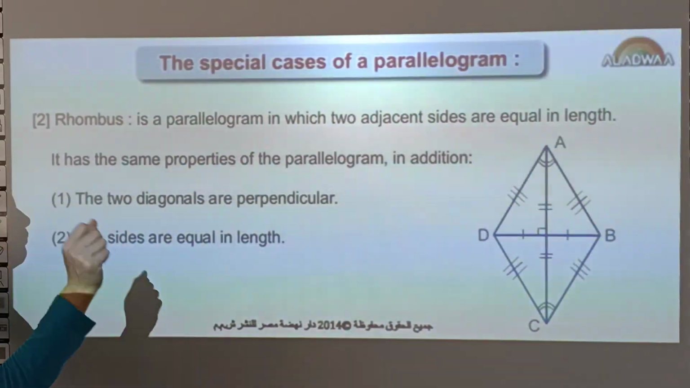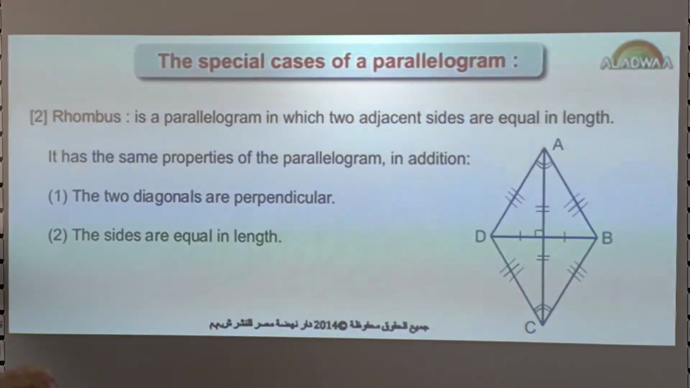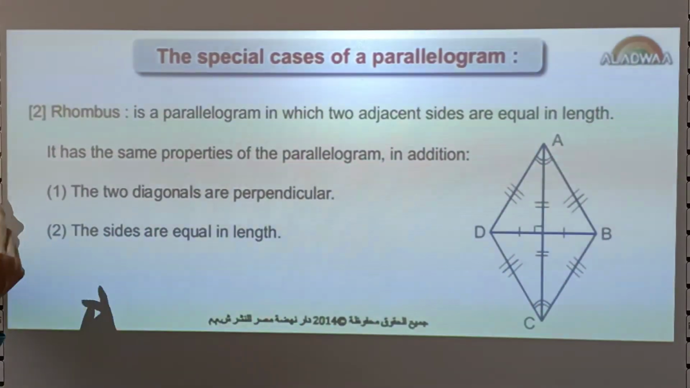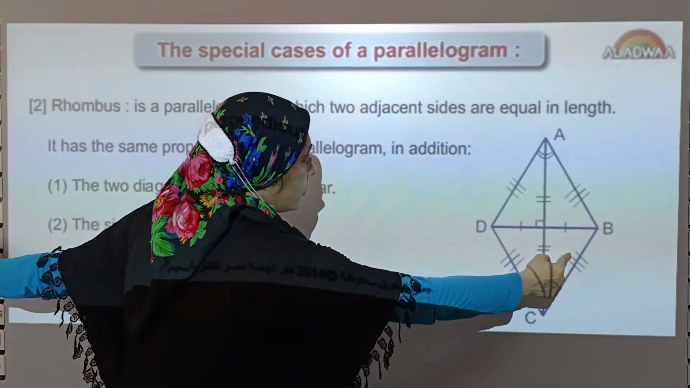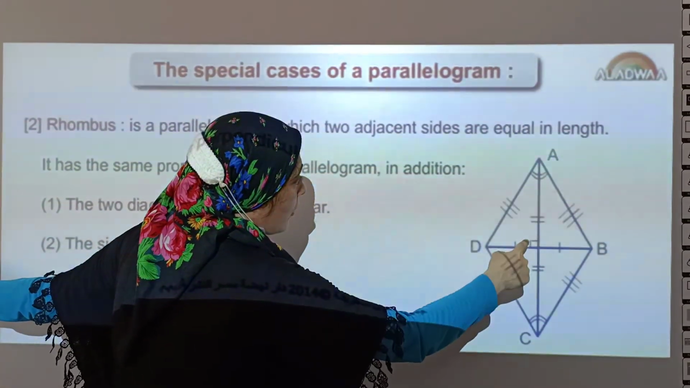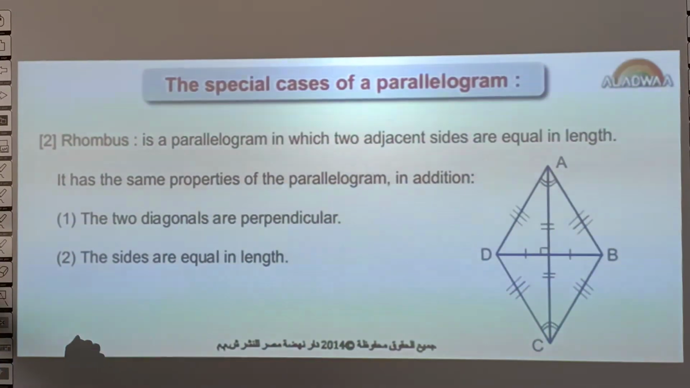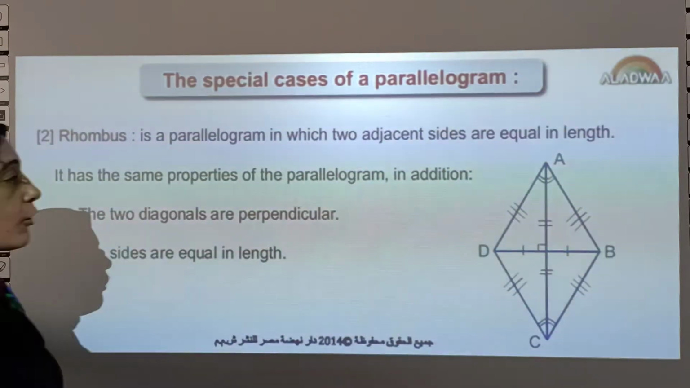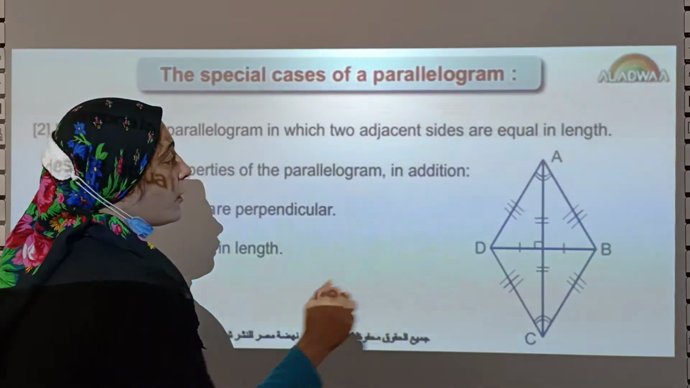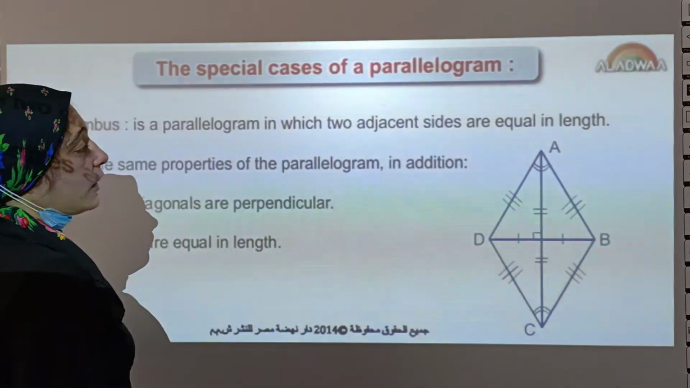It has the same properties of the parallelogram. In addition, the two diagonals are perpendicular. The two diagonals of the rhombus are perpendicular. The sides of the rhombus are all equal in length. The four sides of the rhombus are equal in length.